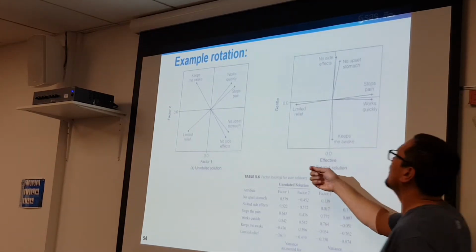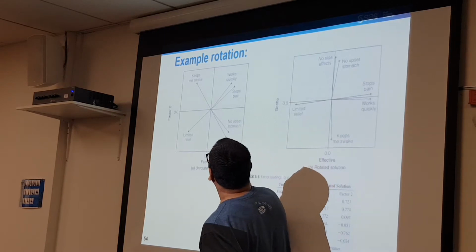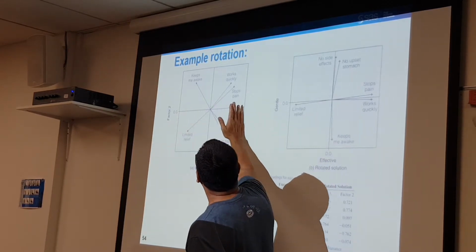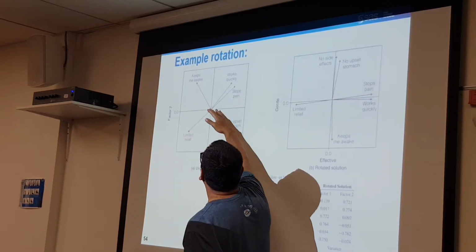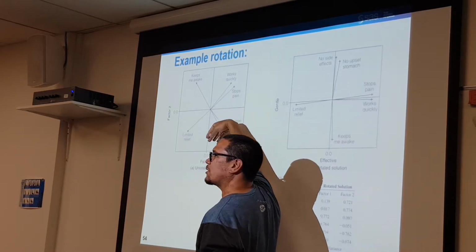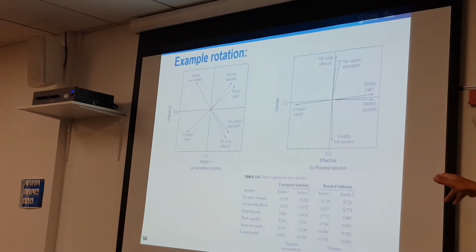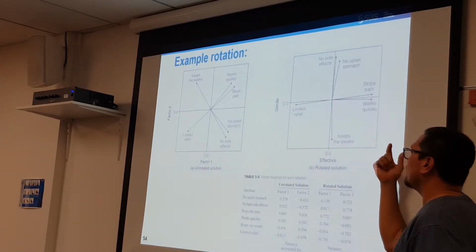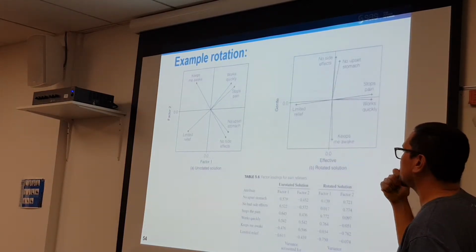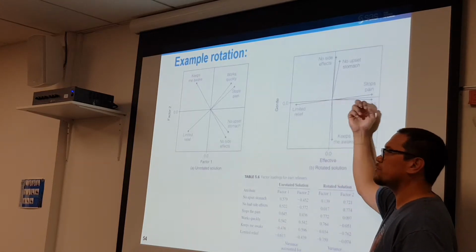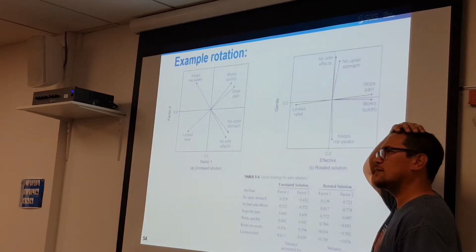Whereas before, before I did the rotation, what's factor 1? Sure, it's a little bit about easing relief, and it's also a little bit about side effects, and likewise with factor 2, right? So we want to rotate it such that we have heavy loadings of certain variables only on certain factors and not on the other factors, right?